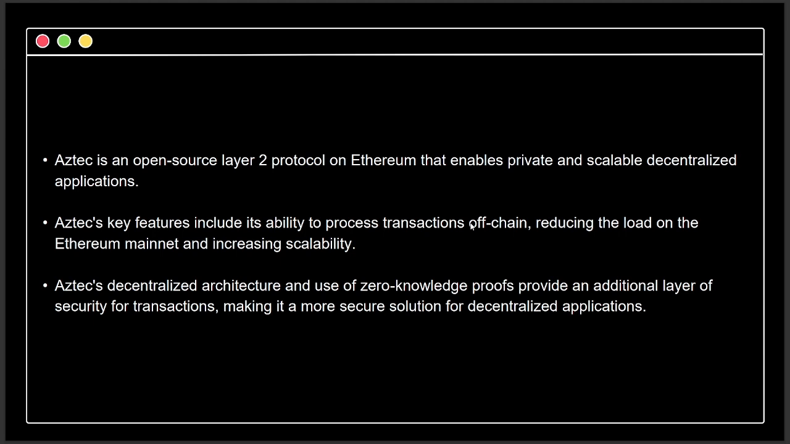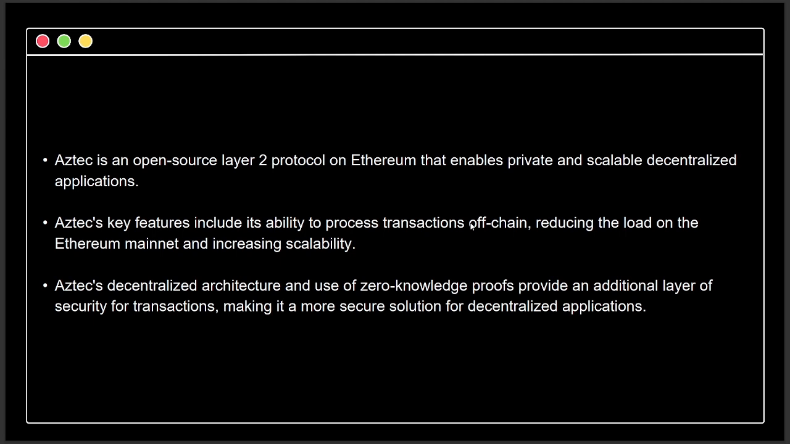One of Aztec's key features is its ability to process transactions off-chain, reducing the load on Ethereum mainnet and increasing scalability. This is achieved through Aztec's use of UTXO model. It's similar to Bitcoin. You have user balances which are represented by encrypted nodes managed by a node registry. By keeping most transactions off the Ethereum mainnet, Aztec can significantly reduce gas costs and increase throughput.